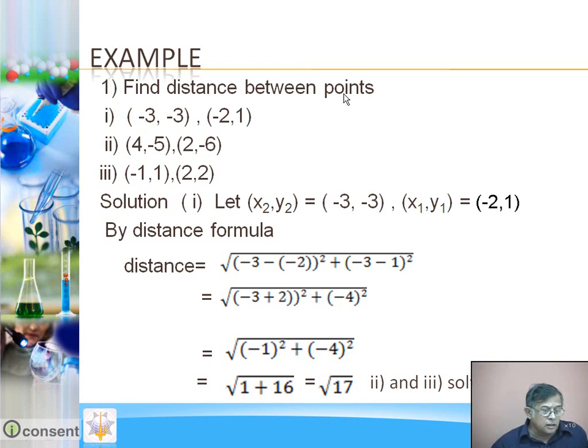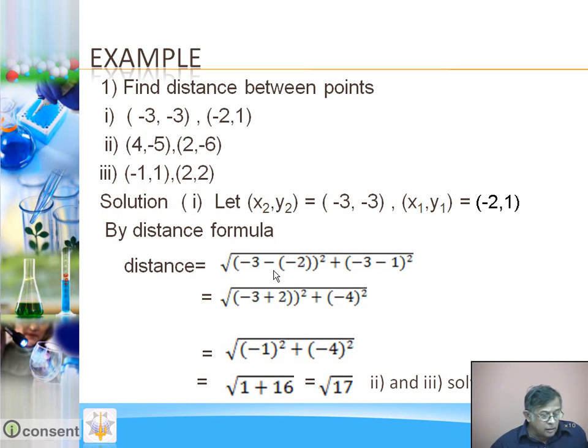Consider examples now. Find the distance between points (-3, -3) and (-2, -1). Now these are arbitrary, so we can consider this as x1, y1 and this as x2, y2. Of course, you can consider this as x2, y2 and this as x1, y1 also. We can consider any one of them as x1, y1 and x2, y2, because in the distance formula we have the square of a difference, and (a minus b) square is the same as (b minus a) square.